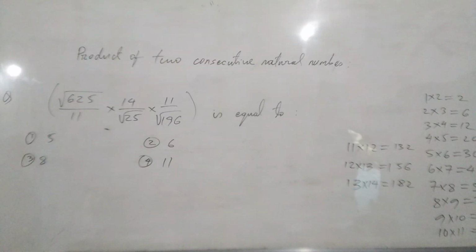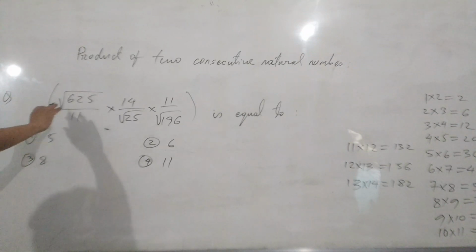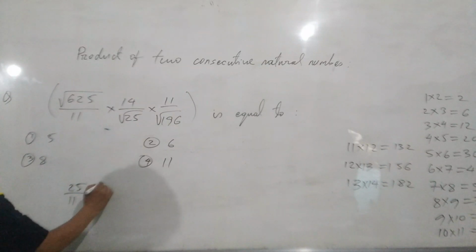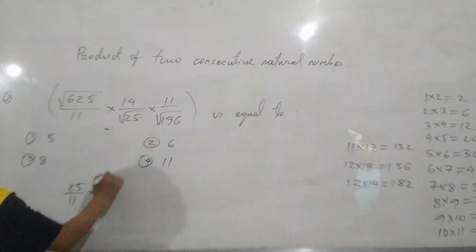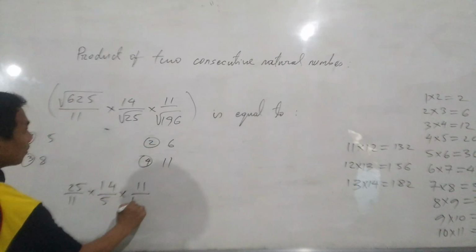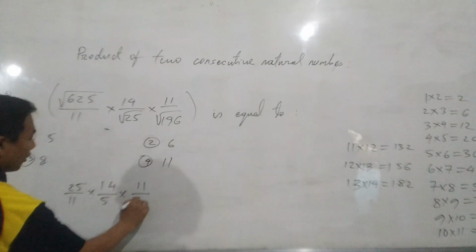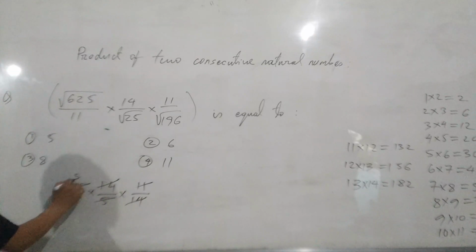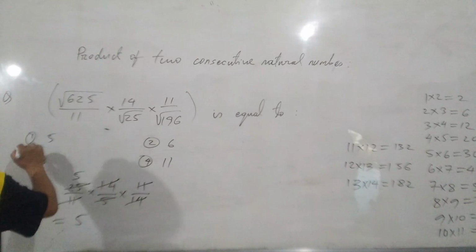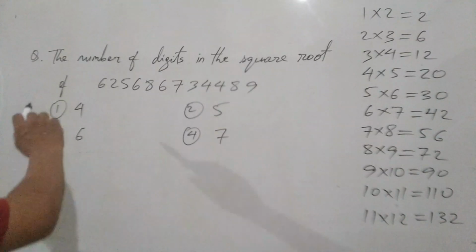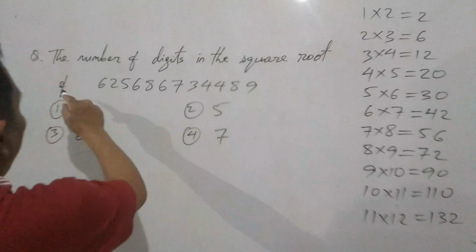Can anyone tell me the answer? What square is 625? 35 by 11 into 14 by 5 into 11 by, what square is 196? 196 is 14 square, right? Okay. 14, 14 cancel, 11, 11 cancel, 5, 5, 25. The answer is 2.